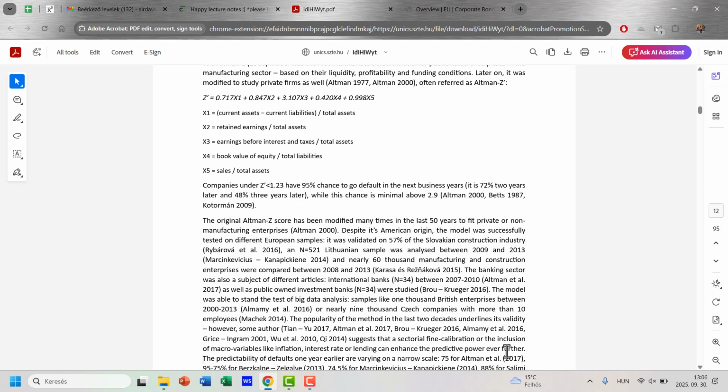And we can say that this should be absolutely outdated. He was calibrating all these things during the 60s for US companies, only for publicly listed enterprises. But on the other hand, it still works. So somehow he was able to find something which is robust.